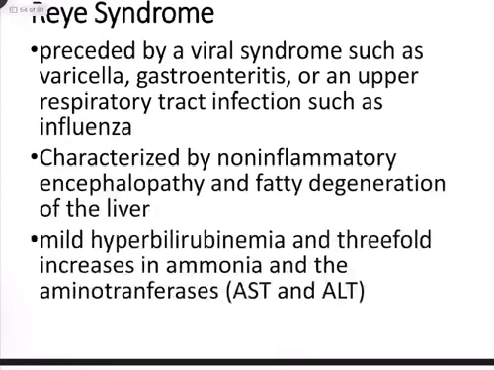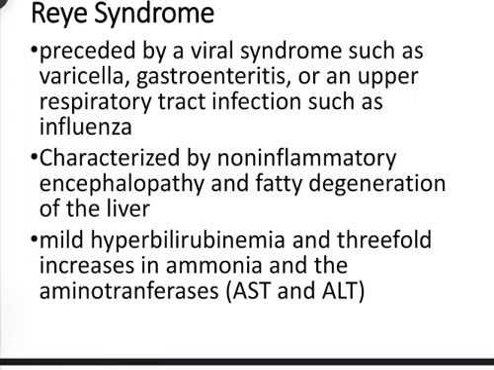Reye's syndrome is preceded by a viral syndrome such as varicella, gastroenteritis, and other upper respiratory tract infections such as influenza. It is characterized by a non-inflammatory encephalopathy and fatty degradation of the liver, mild hyperbilirubinemia, and a threefold increase in ammonia and your aminotransferases, your AST and ALT. These AST and ALT are part of your liver function test. It is an enzyme detected within the liver function test.